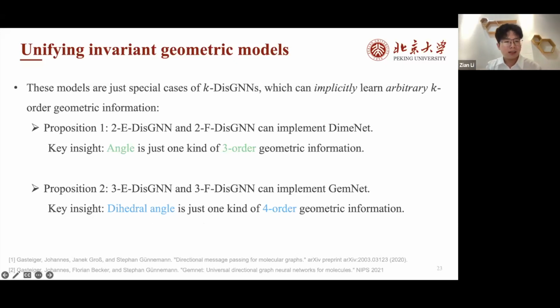And please note that although both our models and the DisGNNs can learn this k-order information, our models have the ability to learn arbitrary k-order geometric information, including, but not limited to, angle or dihedral angle. So they can be more flexible when dealing with different real-world tasks.